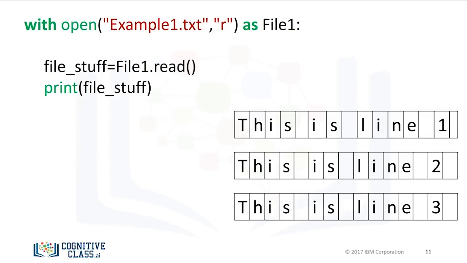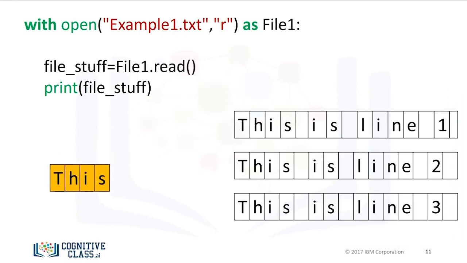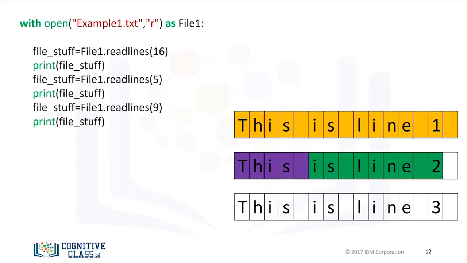Let's represent every character in a string as a grid. We can specify the number of characters we would like to read from a string as an argument to the method readLines. When we use a 4 as an argument in the method readLines, we print out the first 4 characters in the file. Each time we call the method, we will progress through the text.